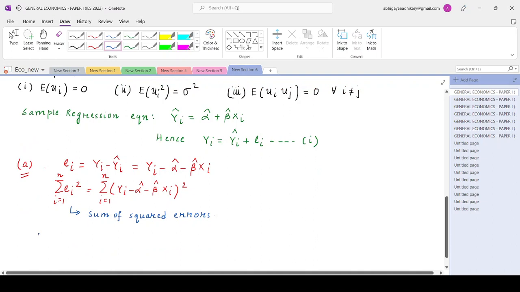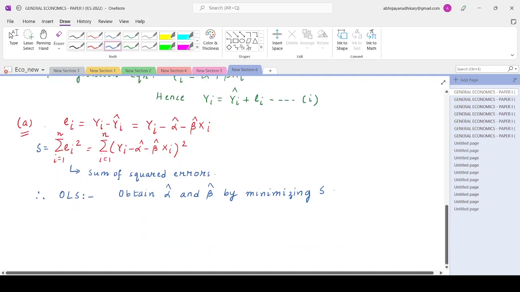Okay, therefore, what is the idea of ordinary least squares? You will try to obtain alpha hat and beta hat by minimizing this thing, summation ei square. Let me denote it by S, by minimizing S. This is the fundamental idea of OLS. We will try to estimate the unknown parameters alpha and beta as alpha hat and beta hat through a technique which is OLS, which is basically minimizing the squared errors in this fashion.